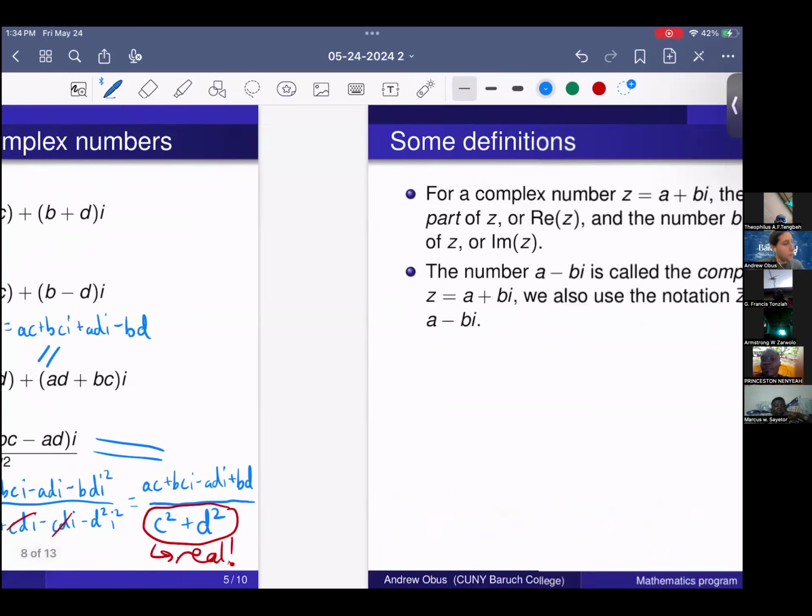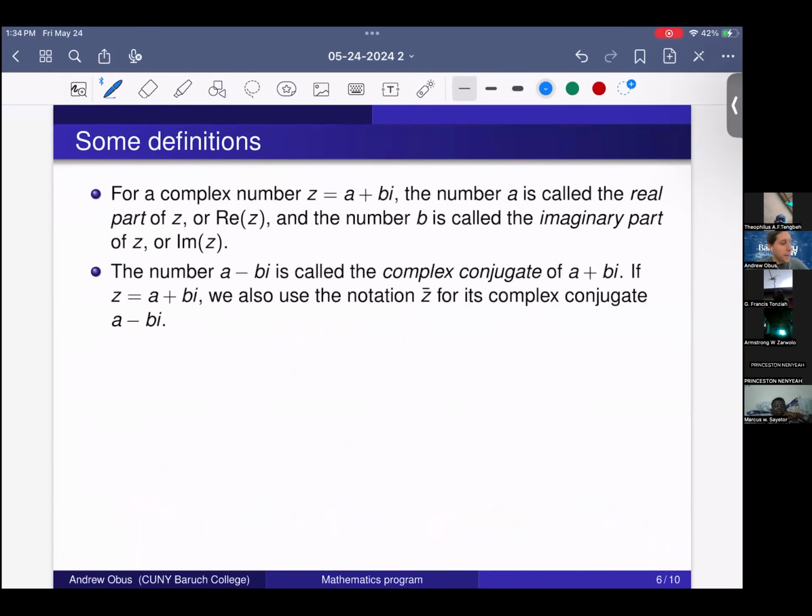Okay, so this I've already said, but let me just repeat it. For a complex number, A plus Bi, often we use the letter Z for a complex number instead of x. I don't know why, that's just what we do. So the number A here is what's called the real part. I've already said this. And as notation, you can call it Re of Z. It's the real part. And the number B is called the imaginary part. And sometimes you call that Im of Z.